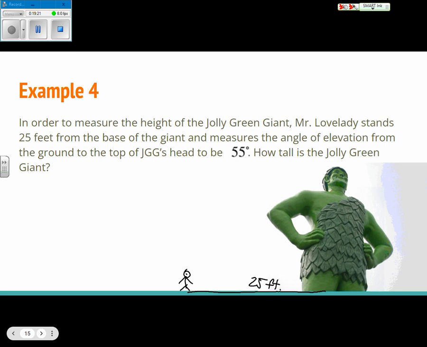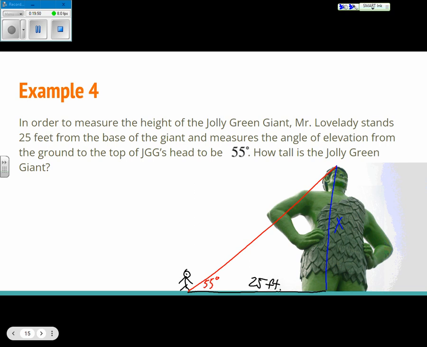Oh, it's one of those weird angles again. So to the top of his head right here, boom. This angle right here with the horizontal, that's key, with the horizontal, is going to be 55 degrees. I just want to know how tall the Jolly Green Giant is. I'm running out of colors here. I better not use green so I'll be able to see it. So I just want to know x right here. How tall is the Jolly Green Giant? Do you guys see the triangle in it?